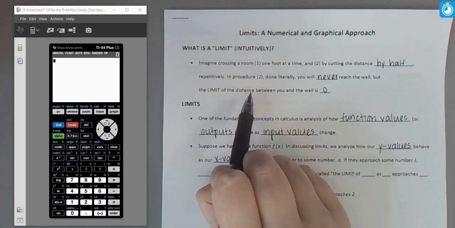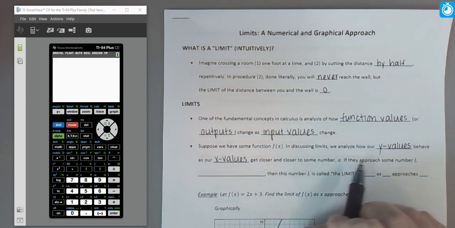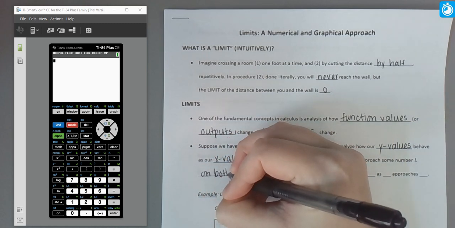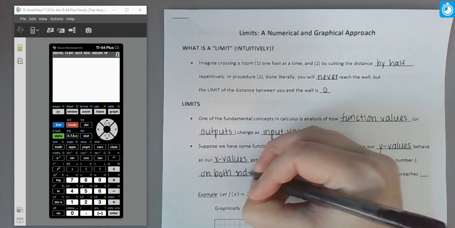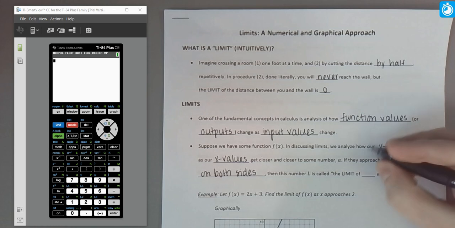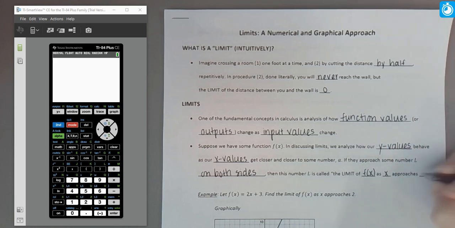What's happening with the distance? Is it approaching a specific number? It's approaching 0. What value are our y values approaching? What are they getting really, really close to? If they approach some number that we call L, specifically on both sides, from above and from below, then this number L is what we call the limit of our function, the limit of f of x as x approaches a, whatever a is.